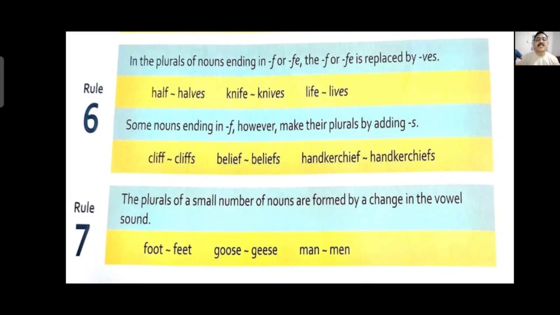Rule number 7. The plural of a small number of nouns is formed by a change in the vowel sound. In some cases we don't use any ves, ies, es or s to change from singular to plural. Like foot has double o. We just change double o into double e, then it forms the plural. Foot, feet. Goose, geese. Man, men. It is changed from singular to plural.